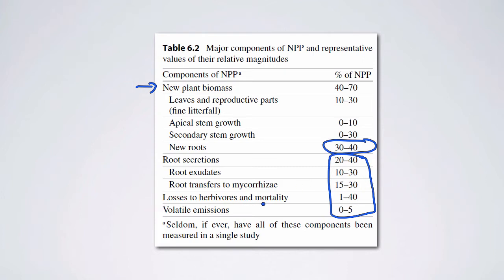And then losses to herbivores and mortality, that turnover I was talking about, can be up to 40% of NPP, and sometimes we're going to miss a large chunk of it. Lastly, there are volatile emissions: compounds that are emitted from leaves into the atmosphere. Those are super hard to measure, but we tend to think of them as being 0 to 5%.